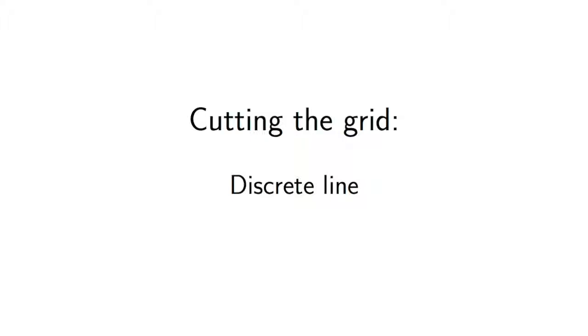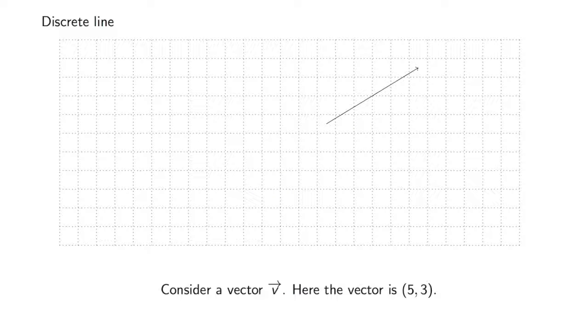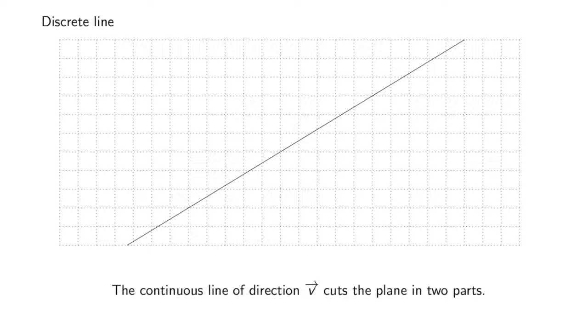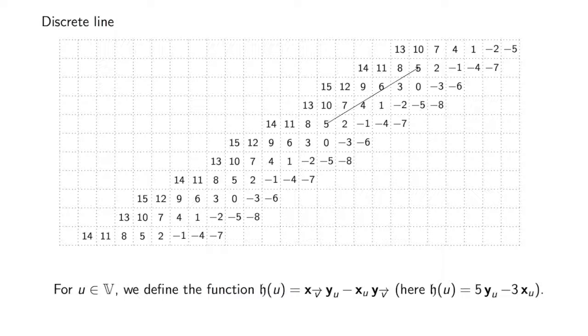Now, we cut the grid by using discrete lines. First, consider a vector v. Here the coordinate of the vector v is 5, 3. Now, consider the continuous line of slope v. We would like to cut the grid using this line. Since we consider a discrete setting, then we need to discretize this line.